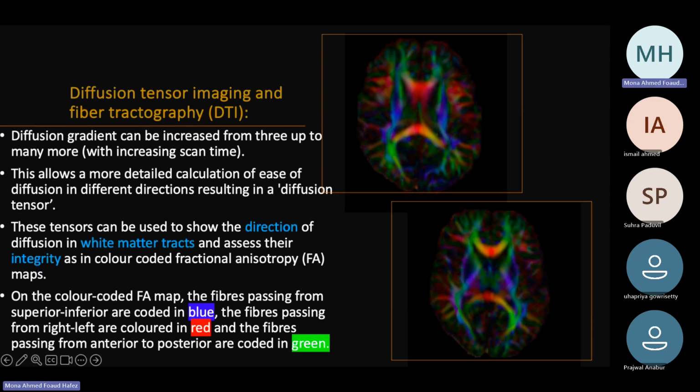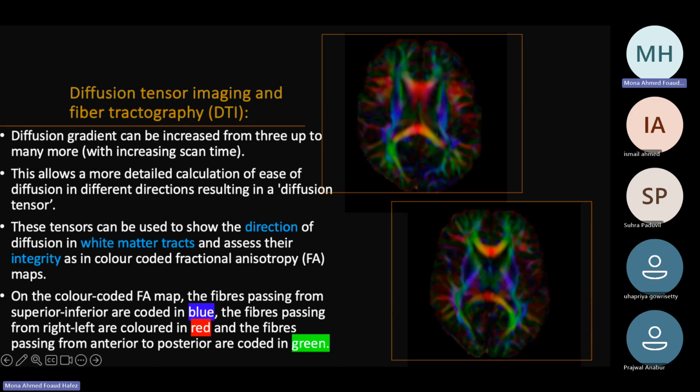Diffusion tensor imaging and fiber tractography. The diffusion gradients can be increased from 3 up to many more. In normal diffusion imaging we use 2 diffusion gradients; here we use from 3 up to many more. Each increase in diffusion gradients increases the scan time. It gives us a calculation of the ease of diffusion in different directions.